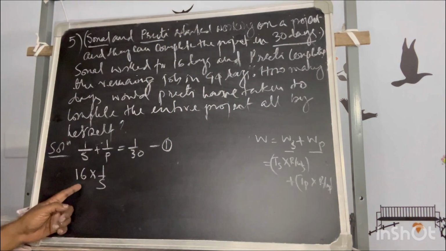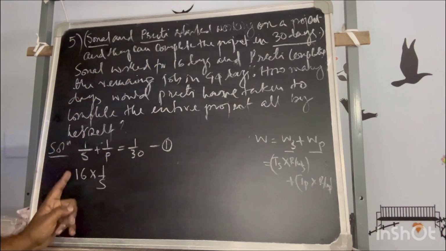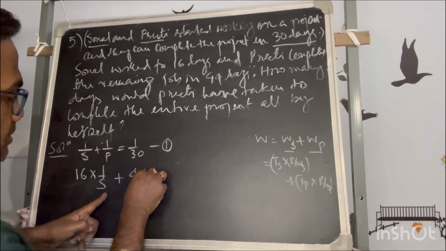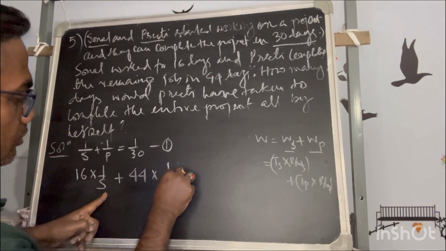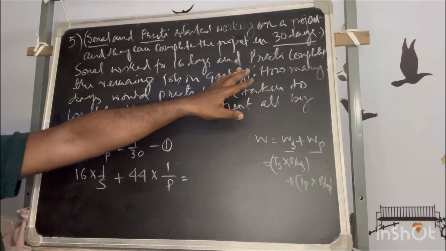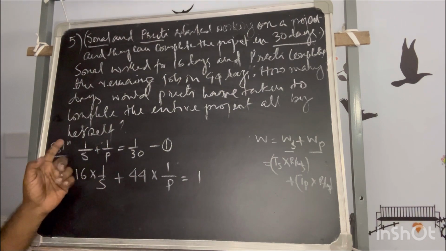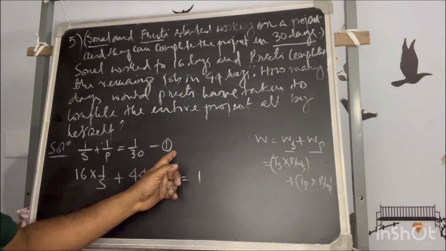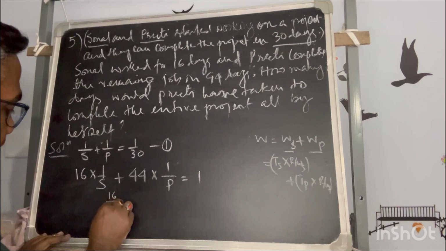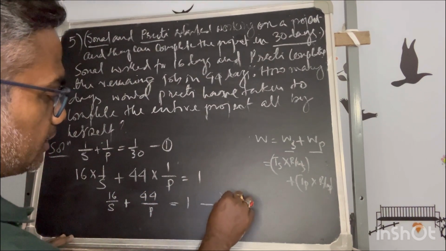So that is the same thing I am doing. Sonal is working for 16 days, so 16 into her rate of work. This plus 44 days Preeti is doing with her own rate. So this part plus this part is equal to how much? The complete job. This is 1. This complete job is 1. Understood? The first equation with the time that I have completed, this is the second equation. So this is 16 by s plus 44 by p, that is equal to 1, is your second equation.